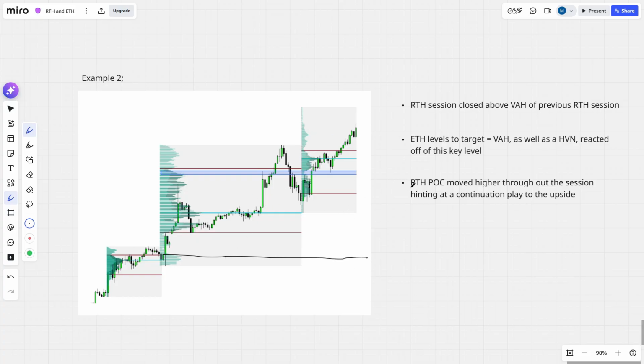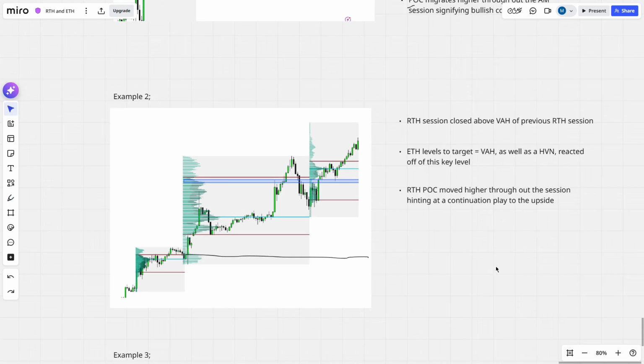Okay, so what can we look at? Well, ETH levels to possibly target. We have the value area high, as well as some high volume nodes here. And we can also see that we come straight back in to this area of high volume. We wick down past the value area high and continue higher. So there's always some sort of target that we reach on the ETH before pushing higher. And as well as this, like I said before, final thing to look at is the POC. And what did it do? Well, throughout the session, it migrated higher. And that hints at that continuation that I've been telling you about.